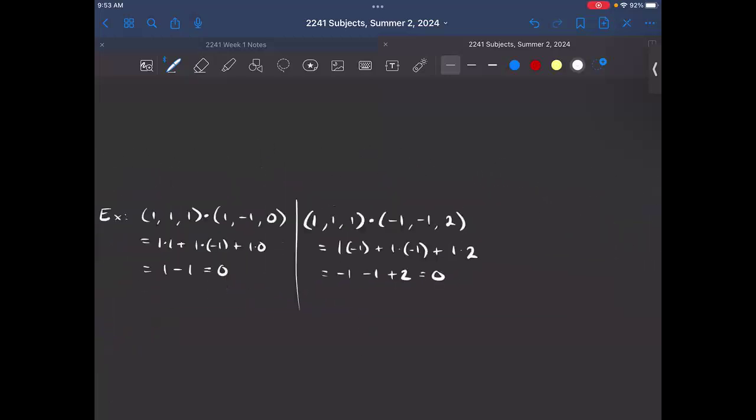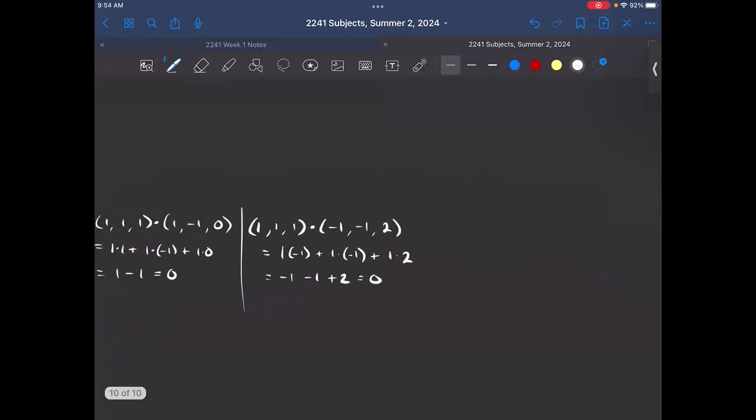And I think I've chosen these nicely enough that I can do this next part as well. Let's see, 1 minus 1, 1 minus 1, 0, and then dot minus 1, minus 1, 2.